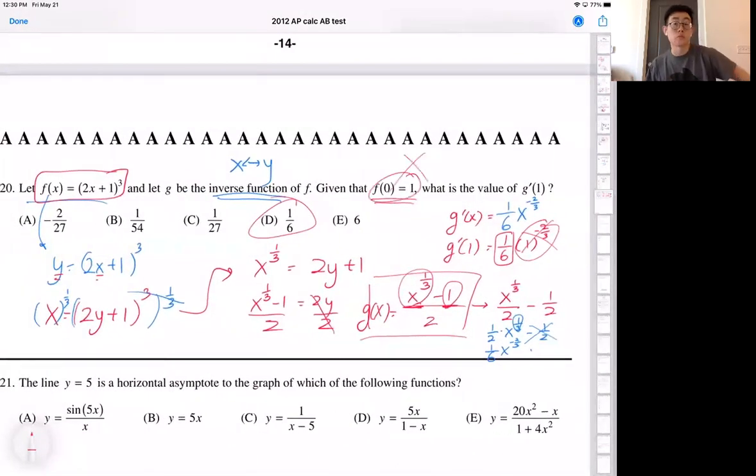This part really just serves no purpose. I don't know why they gave you that, actually, to be honest with you, so you don't have to use it at all.